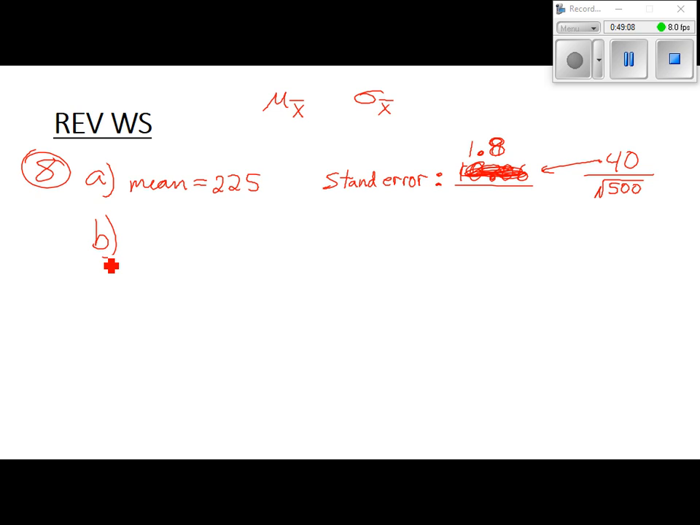Next one, if the sample size is 1,000, what's the mean? 225. That stays the same. Standard error, you still do 40 over the square root of 1,000, which is 1.26.